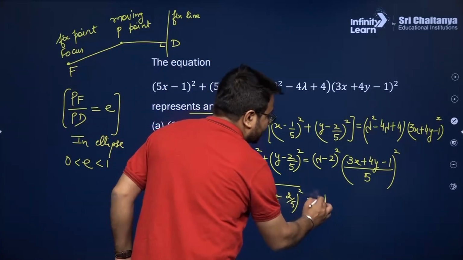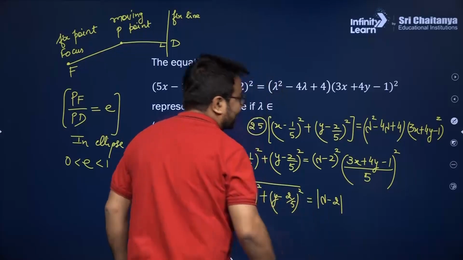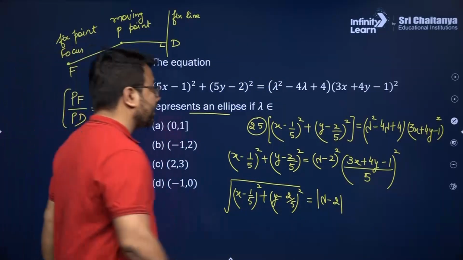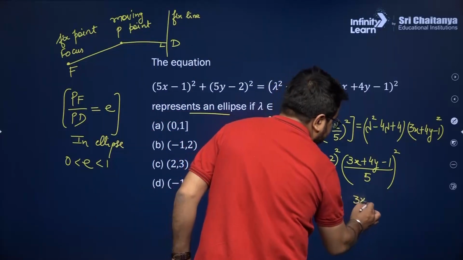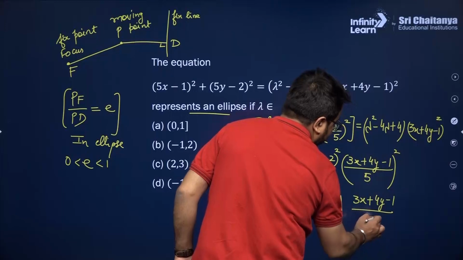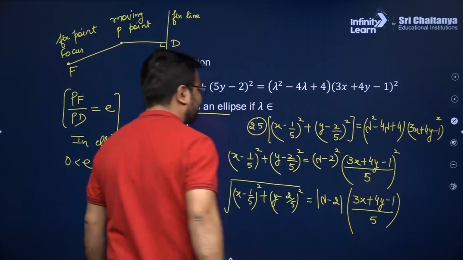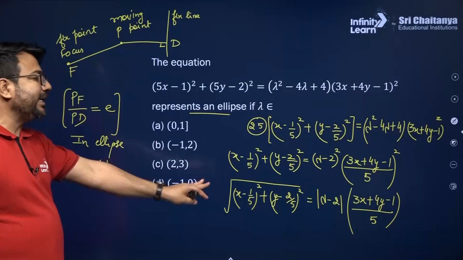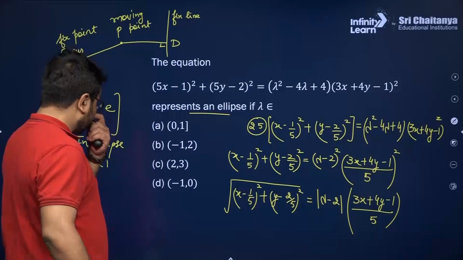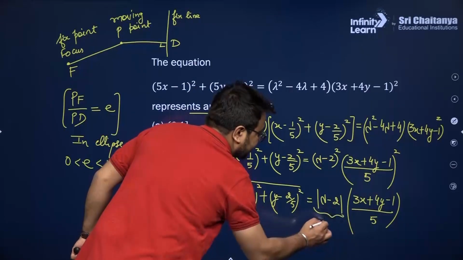So this will be equal to lambda minus 2 with a modulus, because if I take the square root of lambda minus 2 whole square, it will be the modulus of it. And here it will be 3x plus 4y minus 1 whole divided by 5. So anyhow, I have converted it into the form of PF equals e times PD. This is the distance of a point from the line. Now this e is the eccentricity.